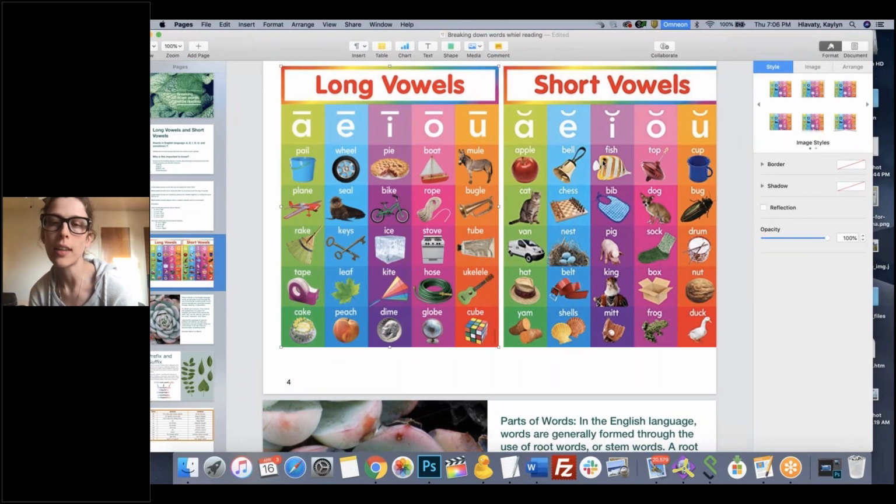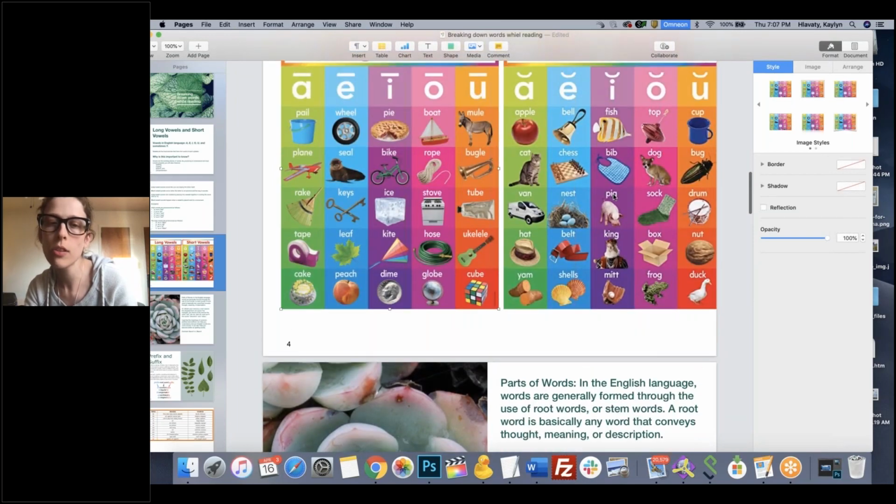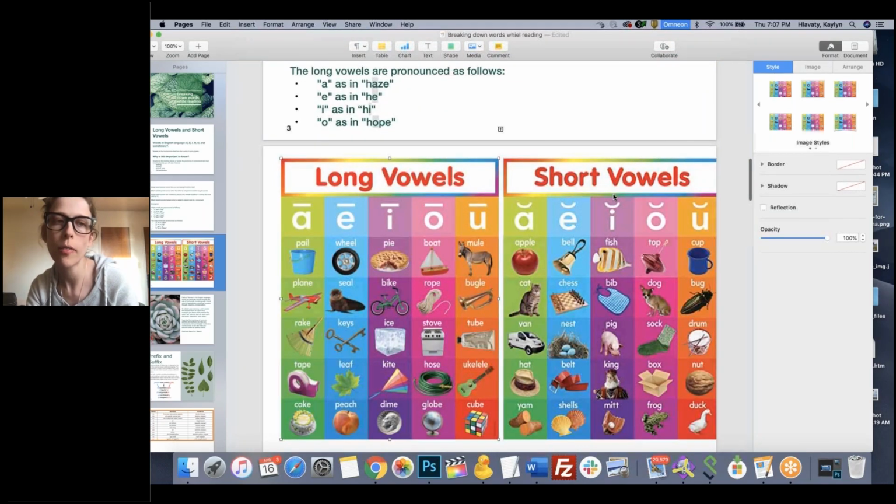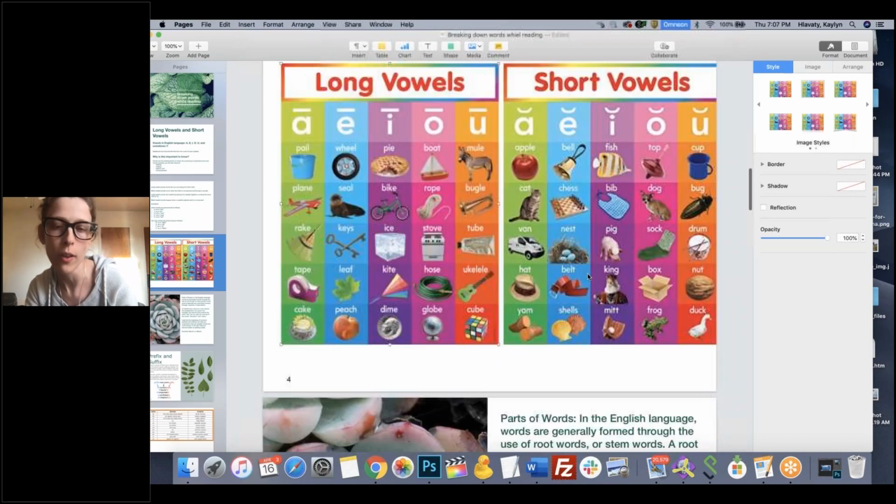So I think you may get the idea, like fish, bib. Between the two consonants there, it'd be I: pig, king, and then mitt. So those are just the vowels. The next part is going to focus more on the prefix and suffix, but I just wanted to give a brief overview on that.